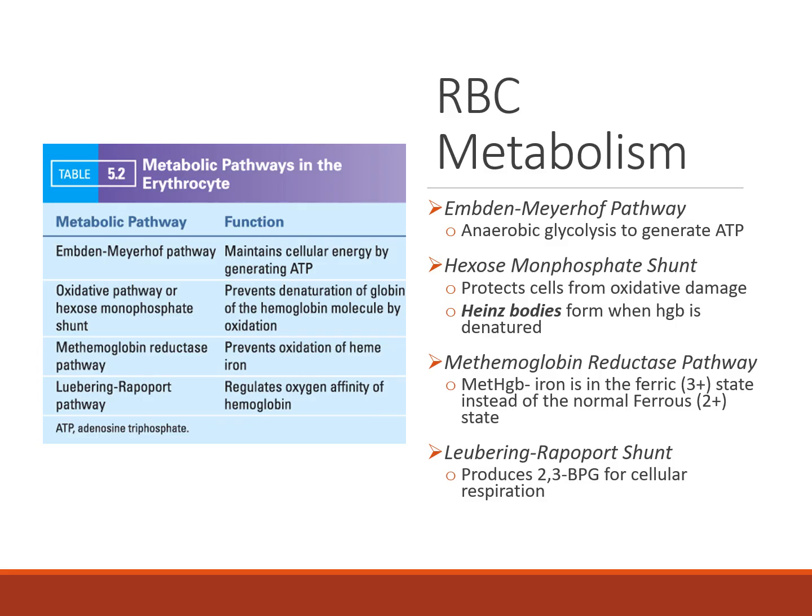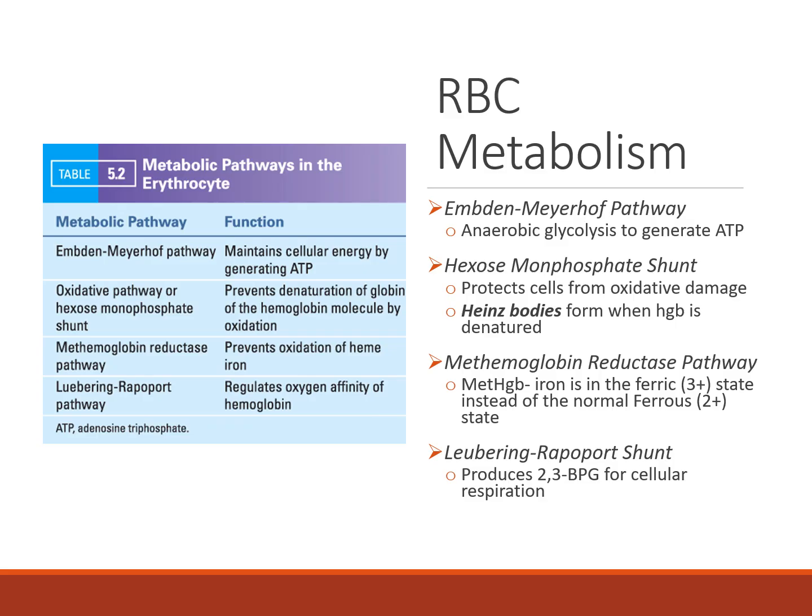All right, so let's take a look at each one of the red blood cell metabolisms. So again, first off, we have the Embden-Meyerhof pathway, which is anaerobic glycolysis to produce ATP. We have the hexose monophosphate shunt, and remember, this protects cells from oxidative damage. When oxidative damage occurs, we find an inclusion in the red cells called Heinz bodies because of the denaturation of the hemoglobin within the red cells.